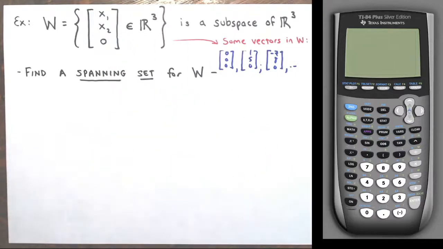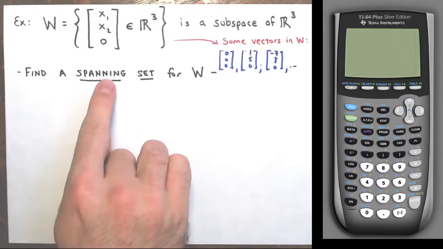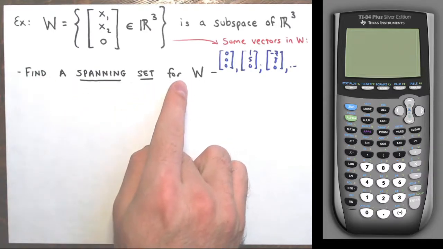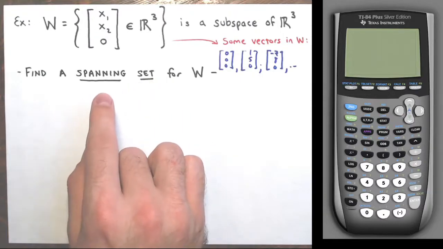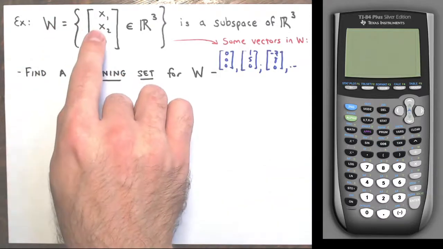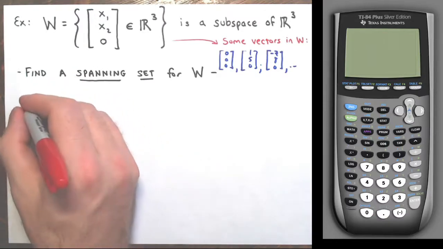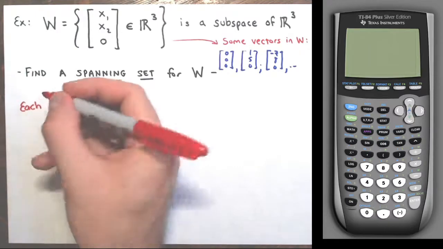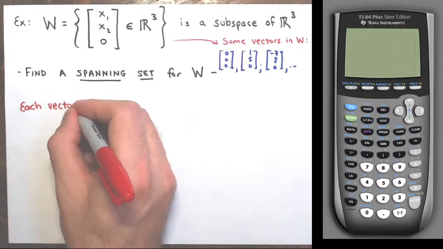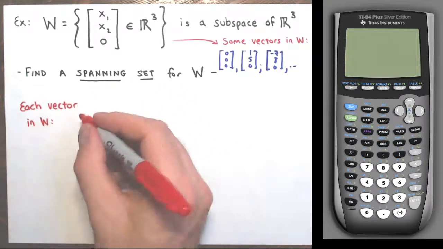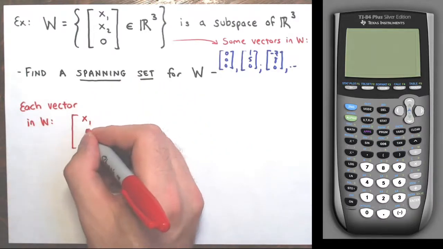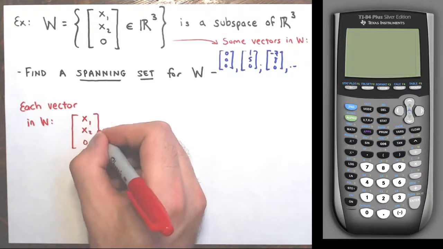Okay. As before, we're asked to do the same thing: find a spanning set for W. So basically, I'm going to find a set S, a set of vectors such that every vector in W is a linear combination of those vectors in S. So let's do that. What does every vector in W look like? Each vector in W looks like this: x1, x2, and 0 for the third component.